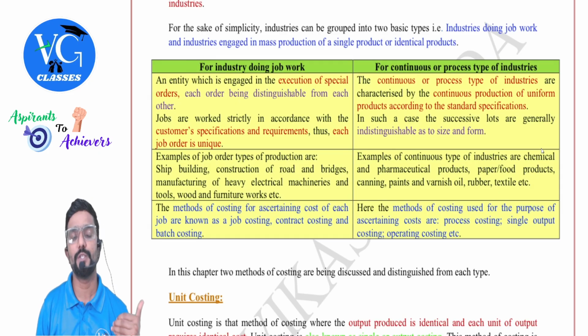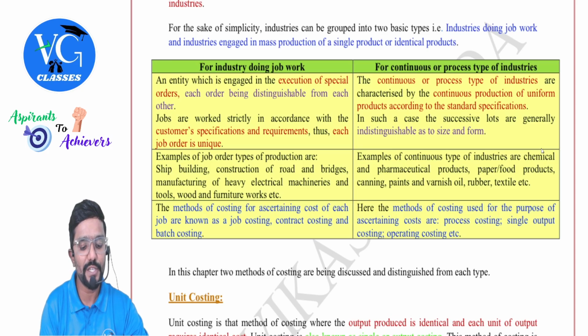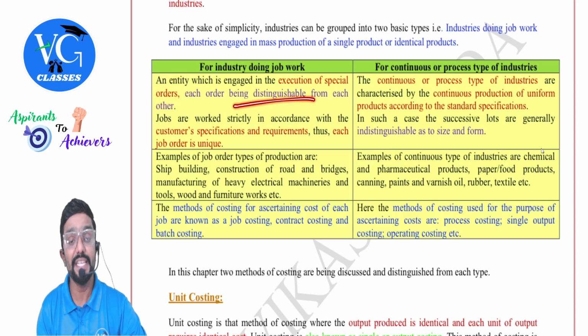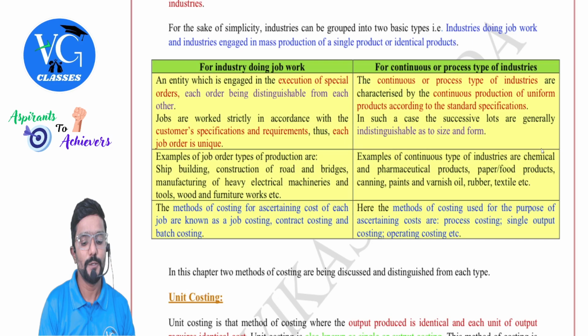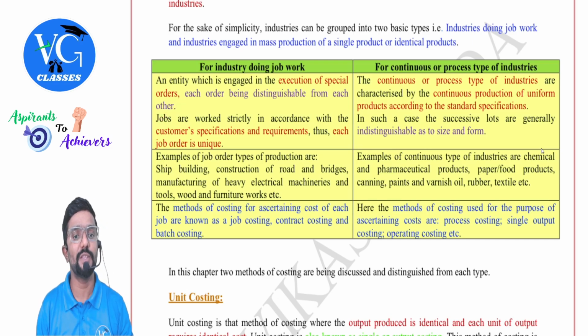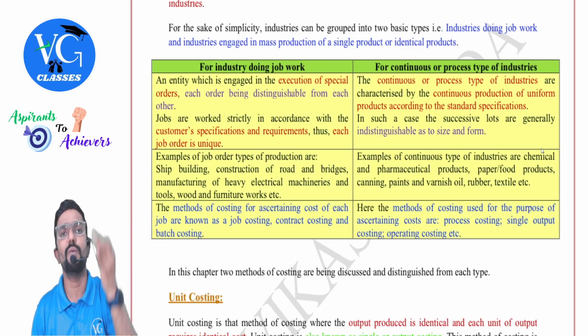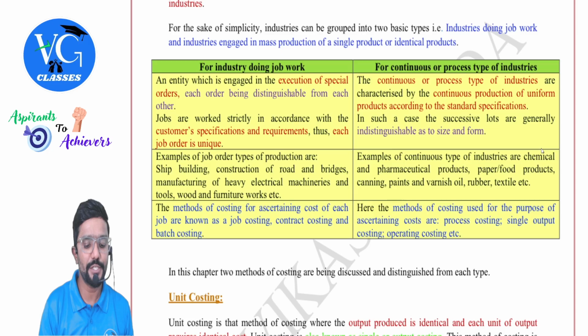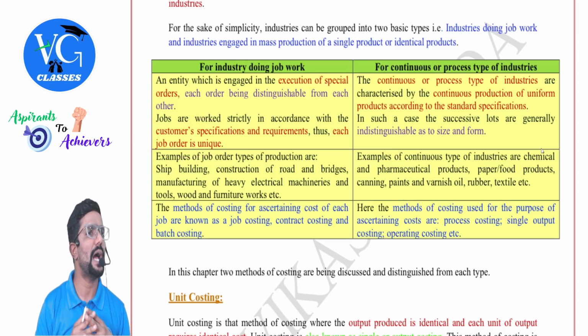For the industry doing job work, it is an entity engaged in the execution of special orders, each order being distinguishable, meaning each order is different from the other. Jobs are worked strictly in accordance with whom? The customer's specification or requirement. However you tell, I will do the work and give it back to you. And each job order is unique, meaning each job order is different from the other.